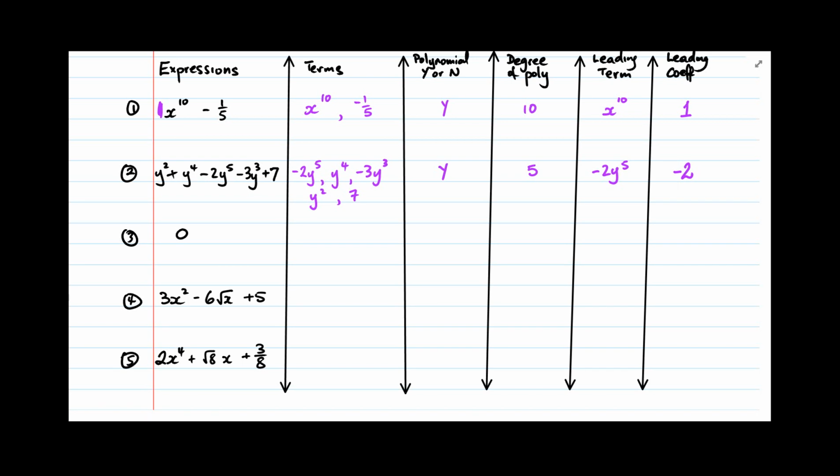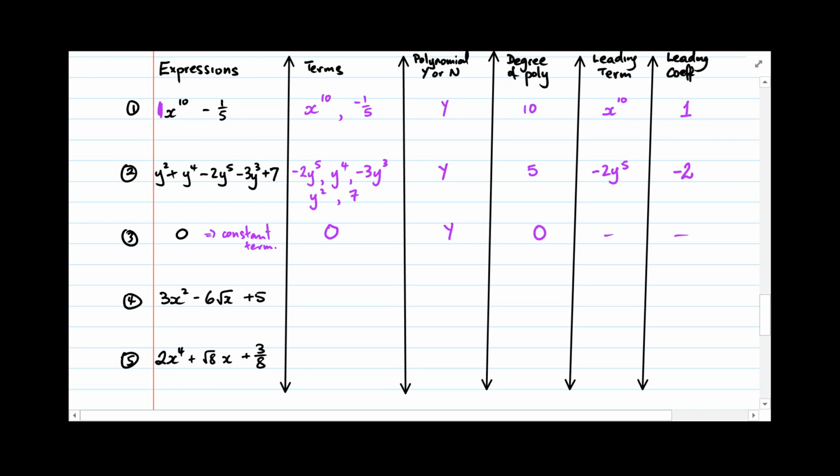There's only a single term for number 3, which is 0. Is it a polynomial? Yes, it's a polynomial. It's a constant term. Recall that this is a constant term. The degree of the polynomial is 0. Leading term, well, that's just 0. It's a constant. We don't really apply these words when we are talking about just a constant.